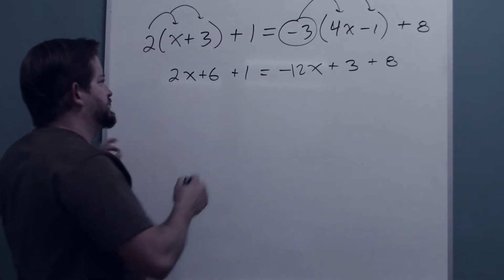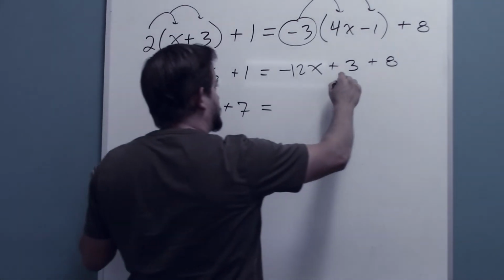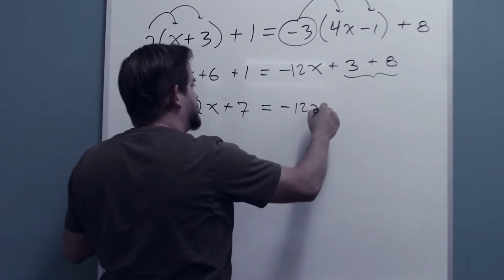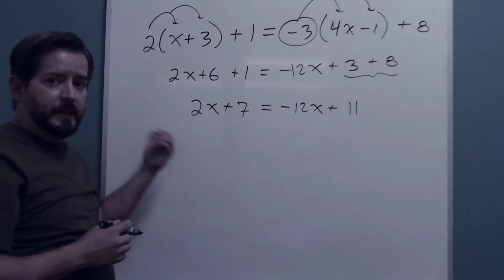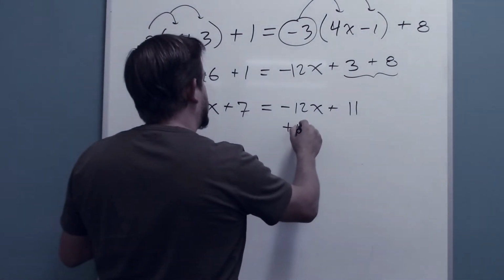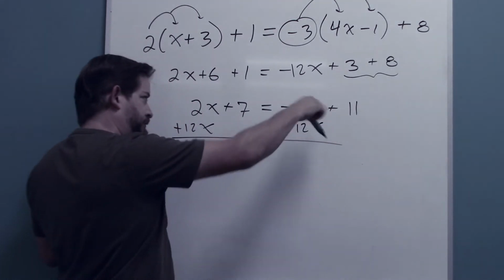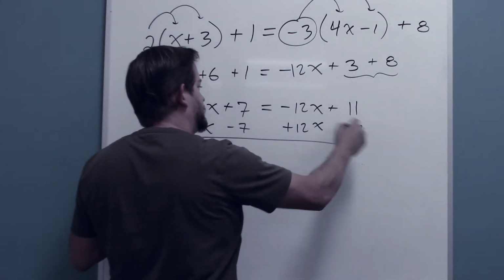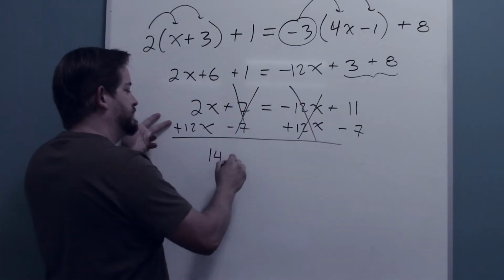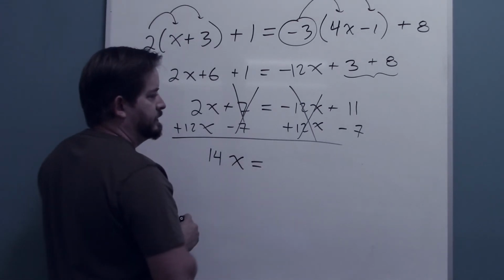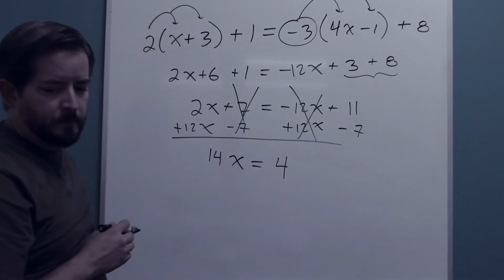Combining my like terms on the left side gives me 2x plus 7. And combining my like terms on the right hand side gives me negative 12x plus 11. I'm going to pull all of my x terms to the left by adding 12x, and get my 7 off to the other side by subtracting it. This gives me 14x on the left hand side equals 4 on the right hand side, right?